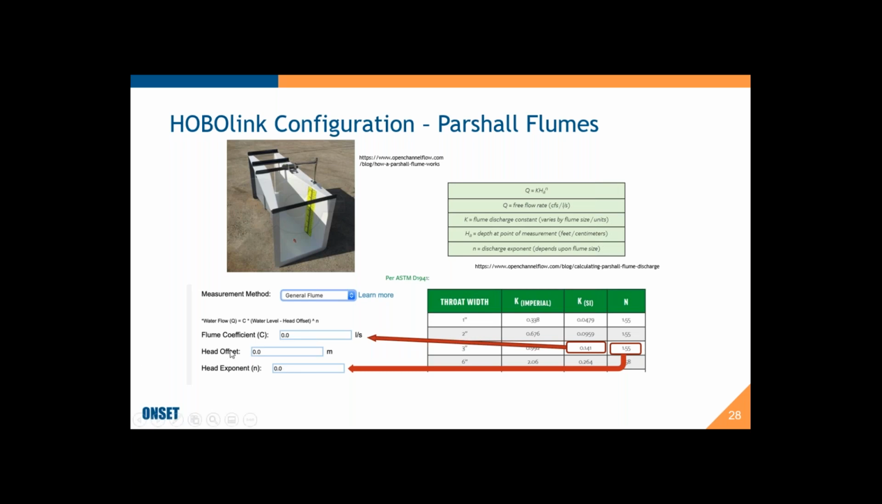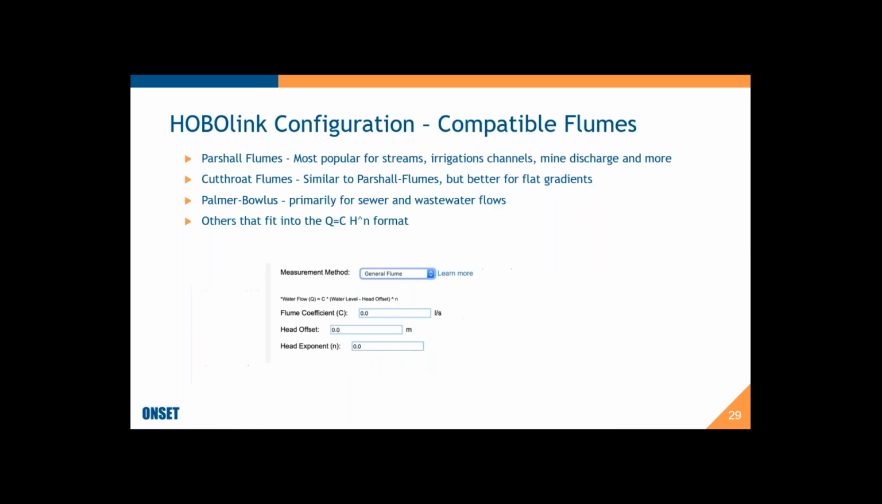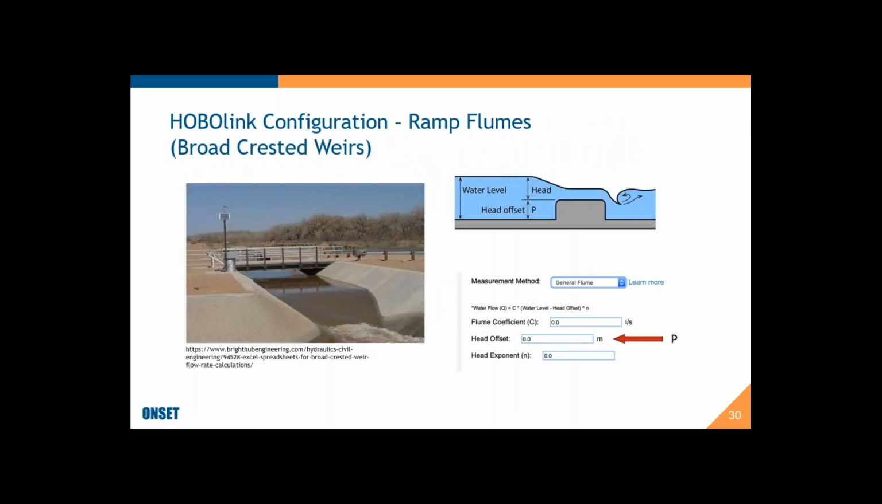And that is, again, assuming head offset of 0, which is assuming that you're measuring your water levels from the bottom surface of the flume. So, which is the most common case for a Parshall flume. So just some typical flumes that fit into this format: Parshall, cutthroat, Palmer Bowlus, and any other flume that can be expressed in this format. And broad-crested flumes, or broad-crested Weirs, I'm sorry, and ramp flumes fit into that as well. And in that case, you might need to enter in a head offset.